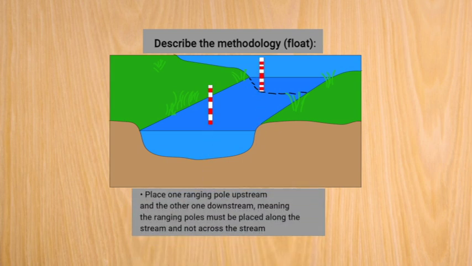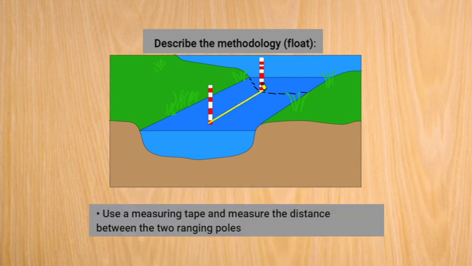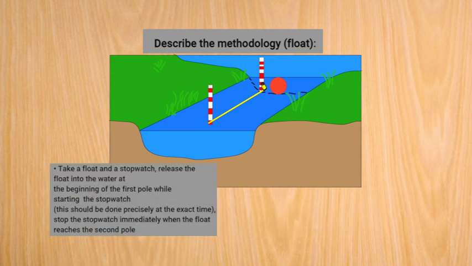Place one ranging pole upstream and the other one downstream, meaning one ranging pole must be placed along the stream and not across the stream. Use a measuring tape and measure the distance between the two ranging poles. Take a float and a stopwatch.